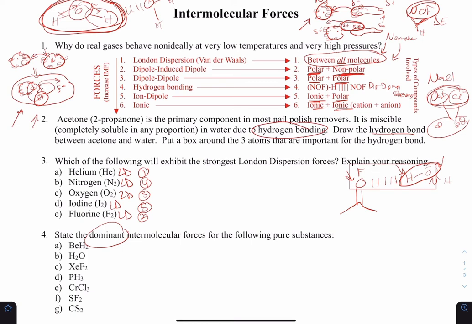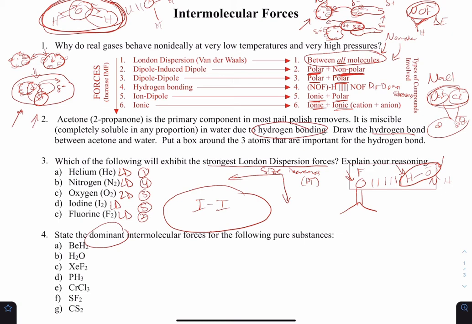Remember, size increases to the left and down on the periodic table. So that means iodine is the biggest. Now, that is going to have the biggest effect on which one has the strongest London dispersion forces. In this case, the reason that iodine is going to have the largest London dispersion forces is because of its size. The bigger it is, the more manipulatable its electron cloud is.